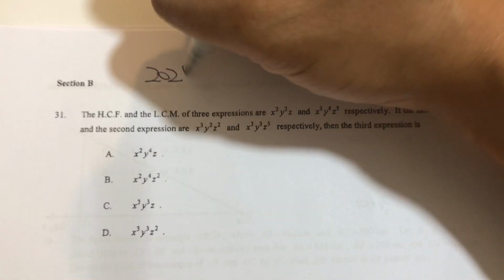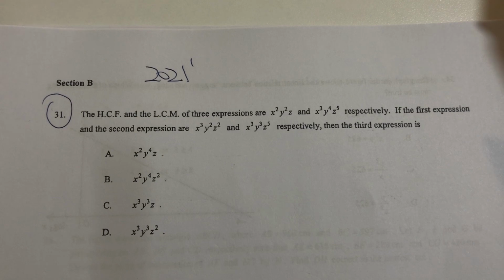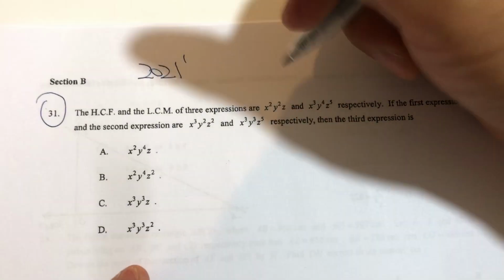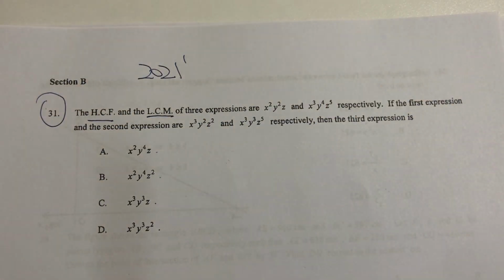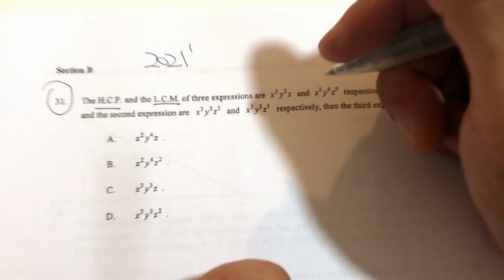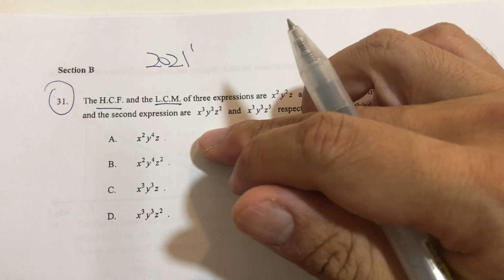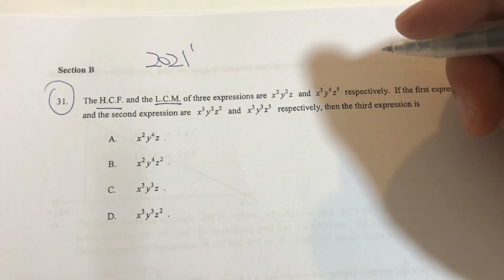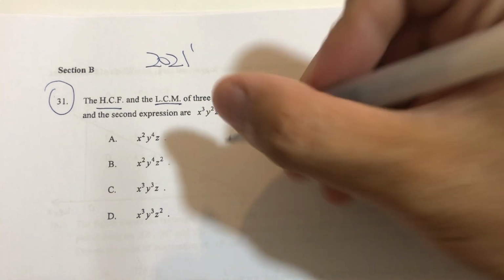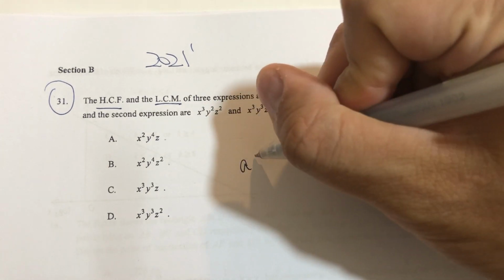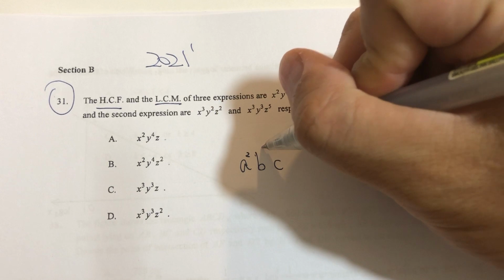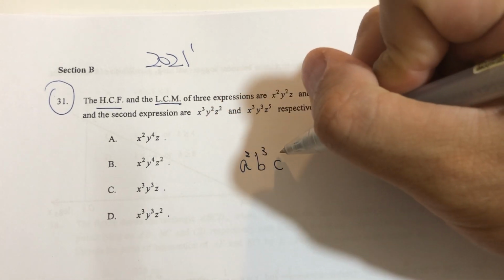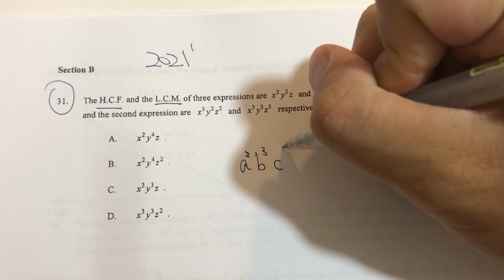So 2021, now we are doing question 31. We have to find HCF and LCM. All right. So before we look at this question, let's look at an example. Say we have A, B, C. What about A to the power 2, B to the power 3, and C to the power just 1?